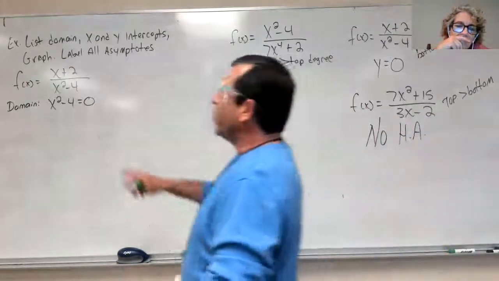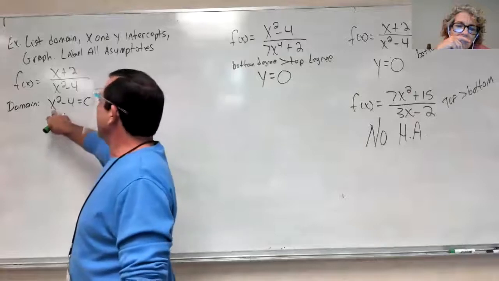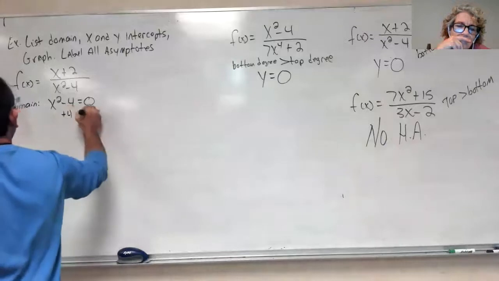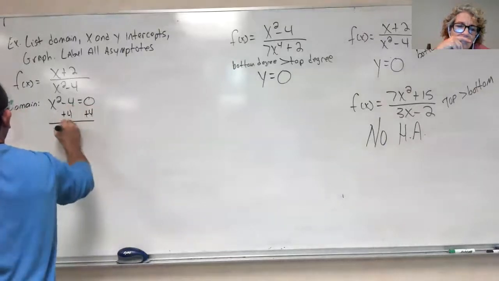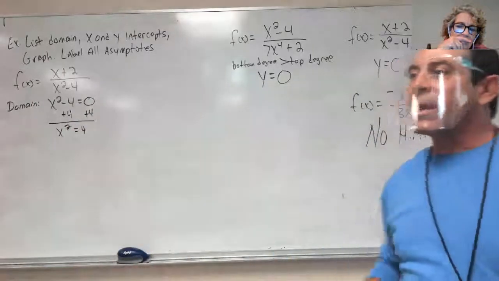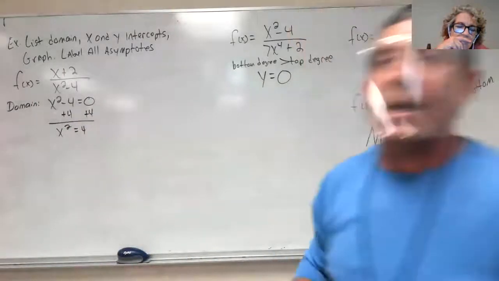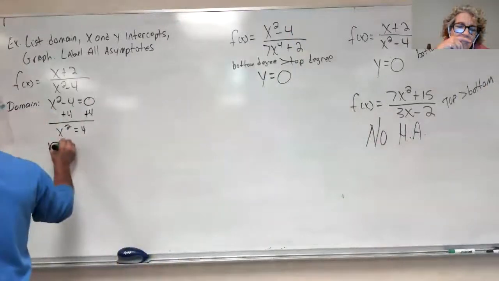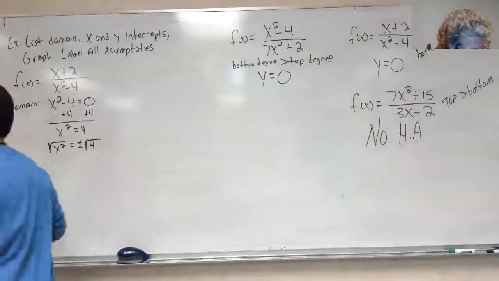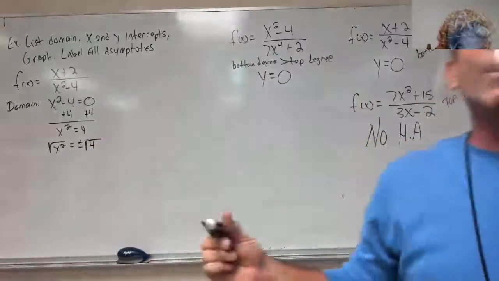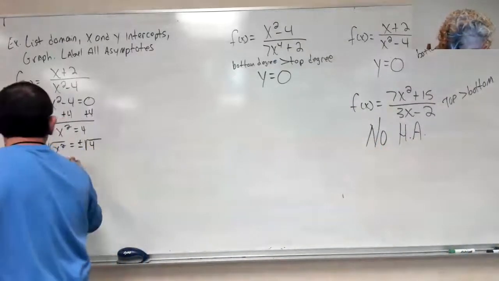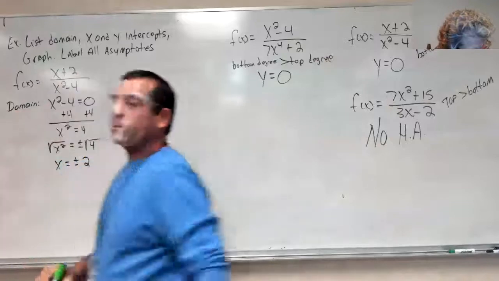Well, I'm going to show you another way to solve this. There's another way you can solve any x squared term with a number. Watch this. I'm going to add 4. So I get x squared equals 4. I can turn that x squared into an x by taking the square root of both sides. So the square root of x squared will equal plus or minus the square root of 4. Anytime you take the square root of a number, it can be positive or negative. So that gives me x equals positive or negative 2.